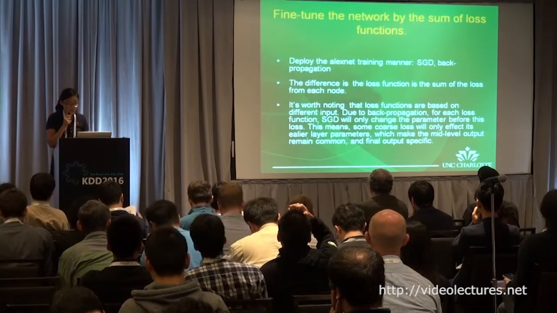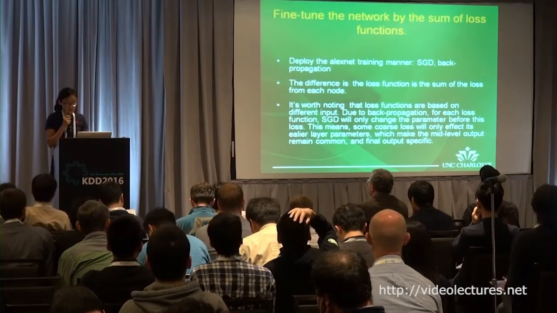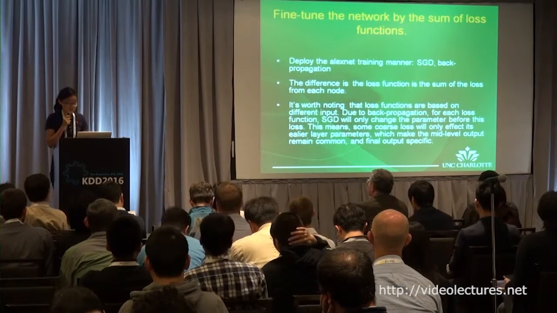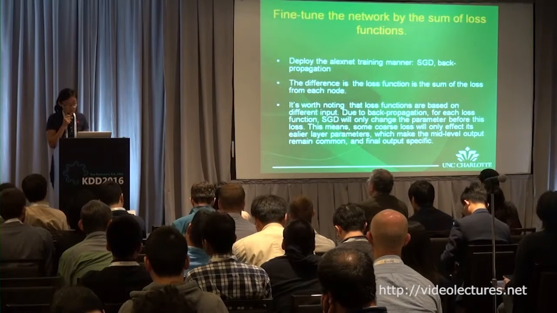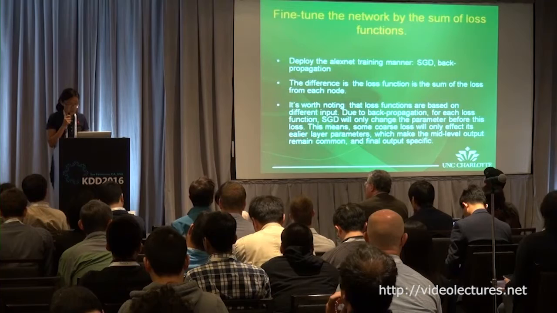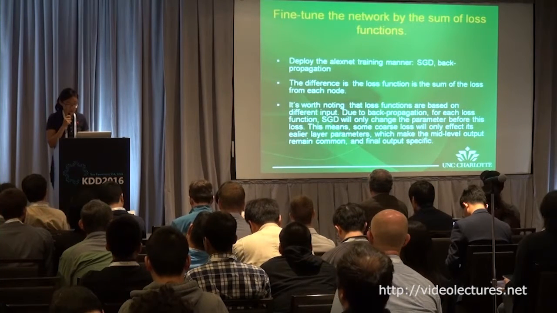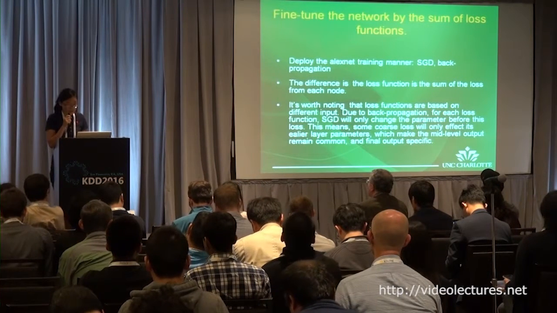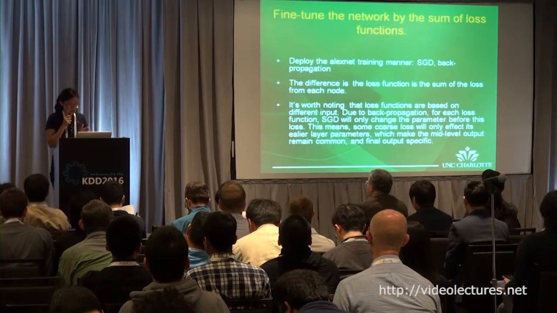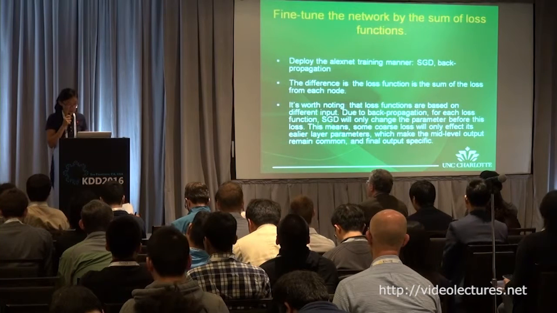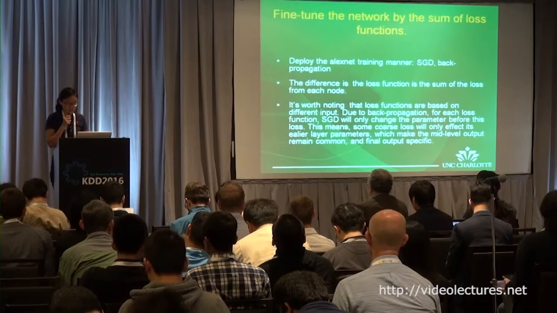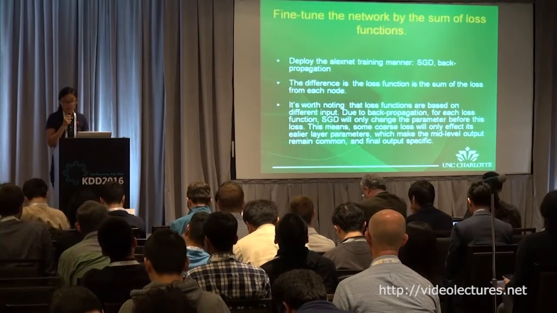It's worth noting that the loss functions are based on different inputs. Some are based on the mid-level input, some are based on the final input. Due to backpropagation, for each loss function, the SGD method will only change the parameters before that loss. This gives a good result: some coarse losses will only affect earlier parameters. So it will keep the mid-level output common and keep the final output specific.